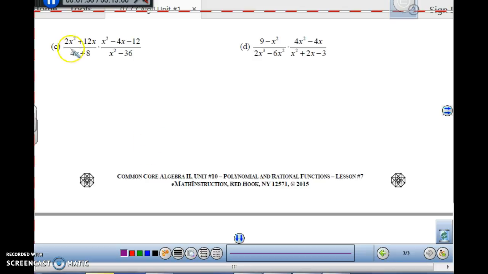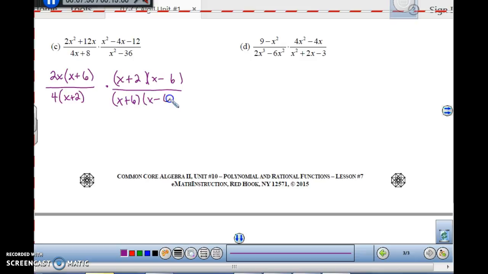All right, you can only cancel factors, stuff that has been broken down into what was multiplied together to get them. 2x squared plus 12x, you can factor out a 2x. That's a GCF factor. And that's going to give you x plus 6. 4x plus 8, that's also a GCF. You can factor out a 4. And that leaves you with x plus 2. Now over here, x squared minus 4x minus 12 is a double bubble. So it's going to be x and x, plus and minus. The factors of 12 that give you 4 would be minus 6 and positive 2. And then x squared minus 36 is x plus 6, x minus 6.